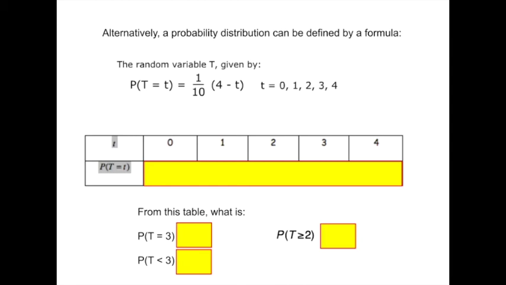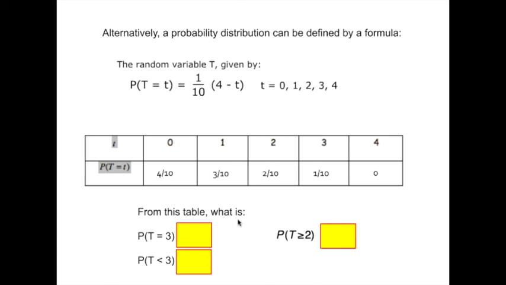One other scenario that we'll quickly look at is having a probability distribution that's defined not by a real life situation where I can work out the probabilities, but a formula is given to me that enables me to derive the probabilities. So here I can see this is my formula. Probability that T is equal to t is a tenth of 4 minus t, where t is equal to 0, 1, 2, 3, 4. So I just substitute those values into here to derive the probabilities. And this is what I end up getting. So the first one, 4 take away 0 is 4, times a tenth gives me 4 tenths, and so on and so forth.